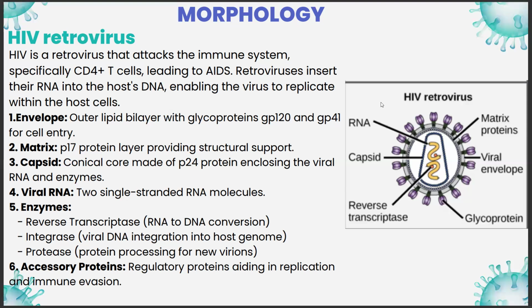If we look at the HIV retrovirus, inside is the RNA. Outside the RNA is the capsid, then reverse transcriptase inside the RNA, then matrix proteins, viral envelope, and these are glycoproteins.